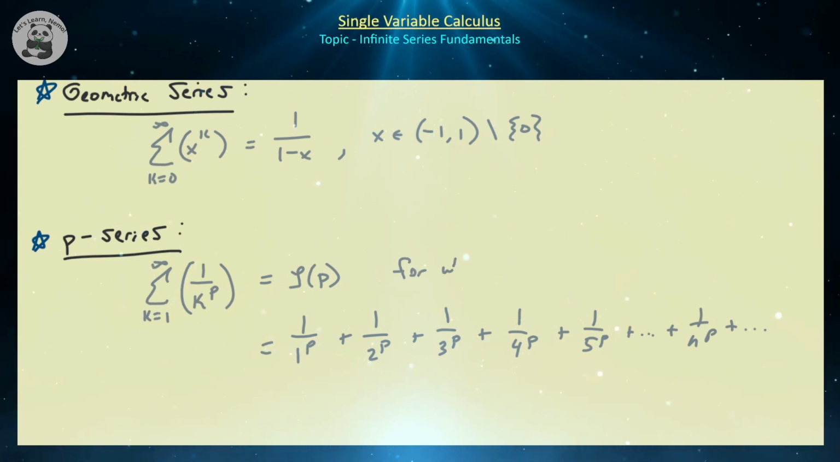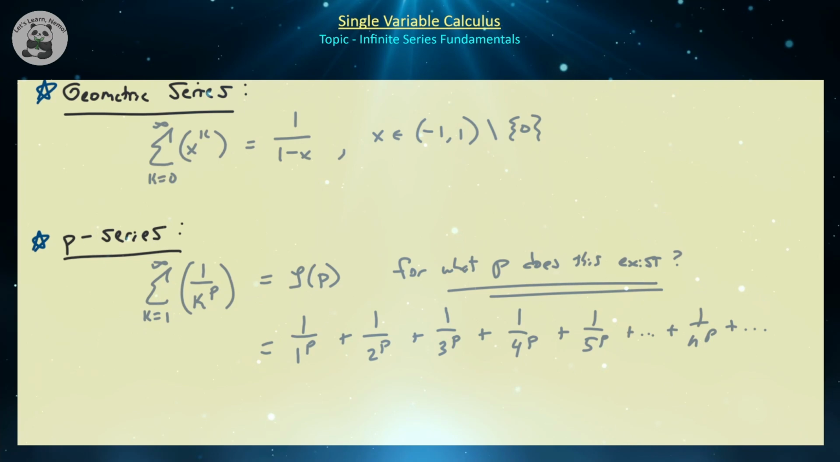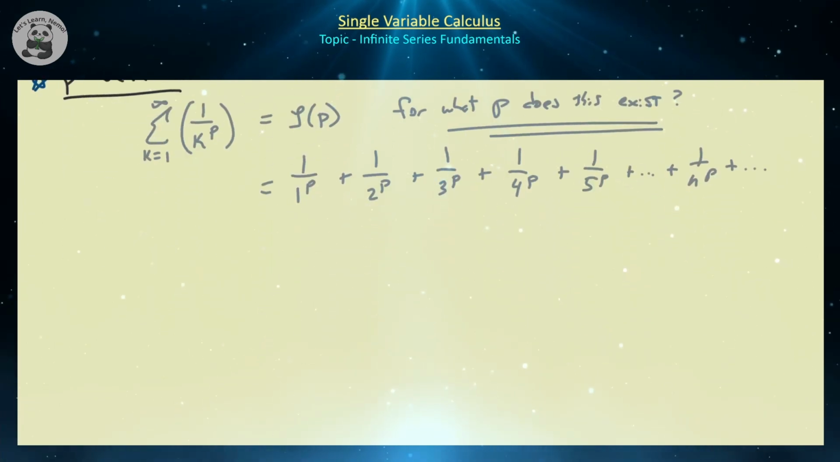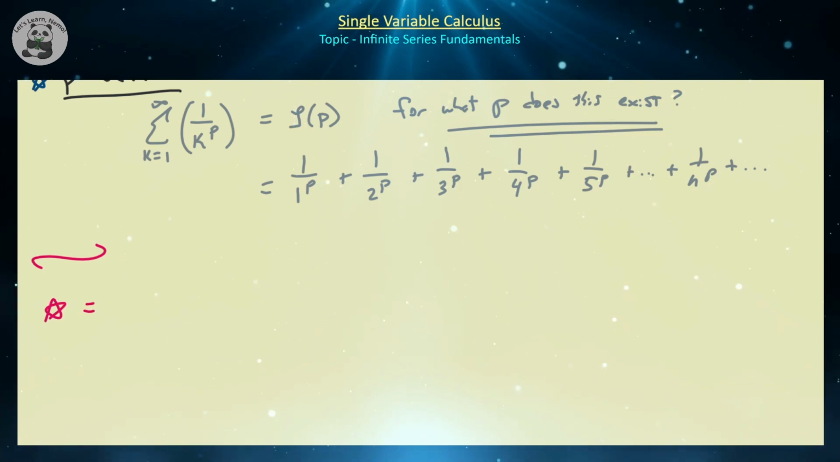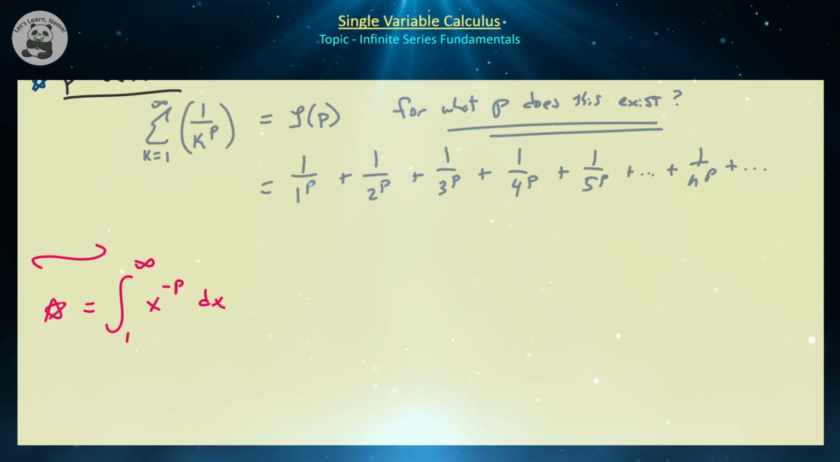So we need to answer the question, for what p does this expression, zeta of p, exist? All right. So we can use the integral test again to test the convergence for this particular series, because we know that this series converges whenever the associated integral from 1 to infinity of 1 over x to the power of p, which is the same as x to the minus p dx, converges. Right? So when does this particular integral converge?